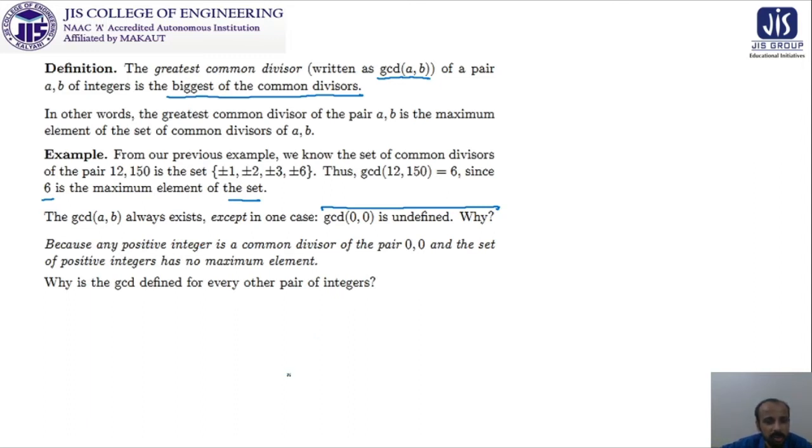So in this context you will not get any common divisor which is greatest in the set. That is why GCD of 0 and 0 is undefined. Now why is the GCD defined for every other pair of integers? If you take GCD of A and B, where A and B are both not 0, then why? Yes, you can calculate and you will get the result, but you have to think of some justified logic so that it can establish this particular claim.